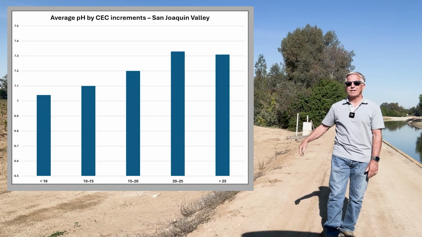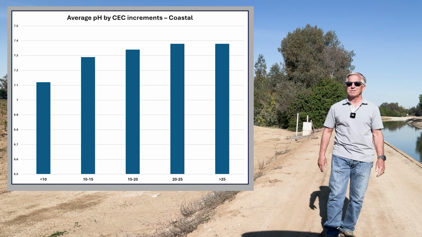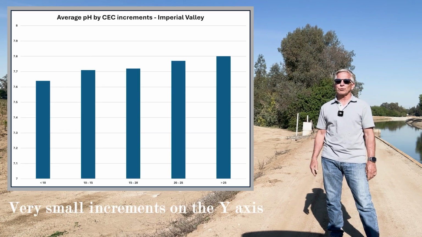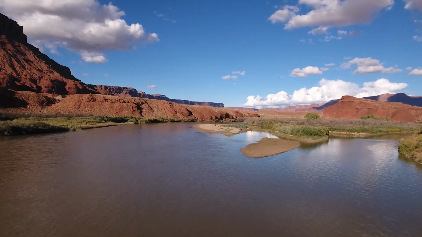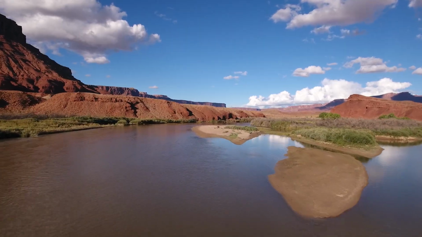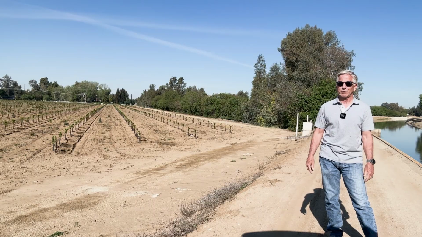Here's the San Joaquin Valley, here's the coastal, but actually with the Imperial Valley soils, that trend is really not there. I contend it's because the quality of irrigation water, which is primarily from the Colorado River, is more alkaline in nature, and there's also fewer sandier soils in that area.